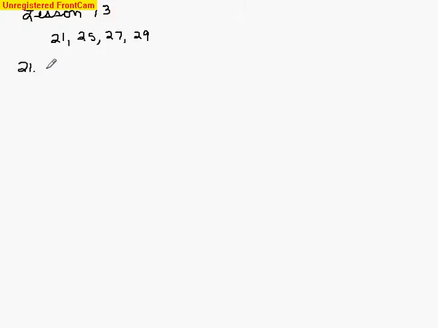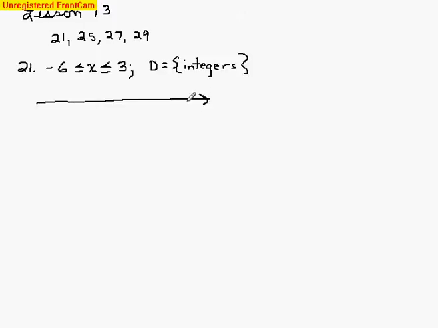Graph on a number line: -6 is less than or equal to x is less than or equal to 3. The domain is just the integers. That means they're whole numbers, negative and positive whole numbers. So all it's saying is we want all the numbers between -6 and 3: -5, -4, -3, -2, -1, 0, 1, 2, 3. And we're just supposed to fill in all the numbers of x that lie in between -6 and 3.